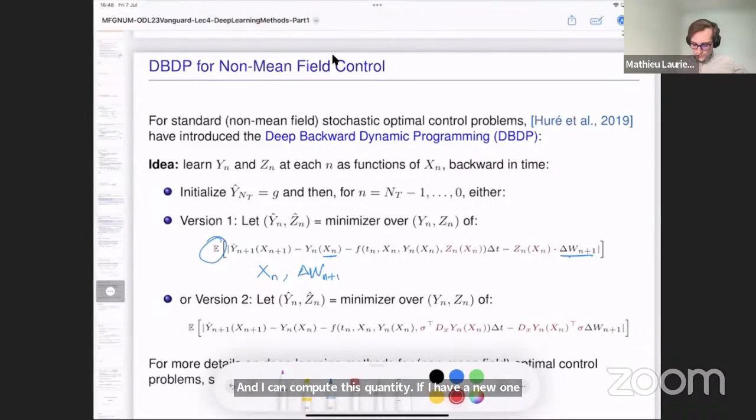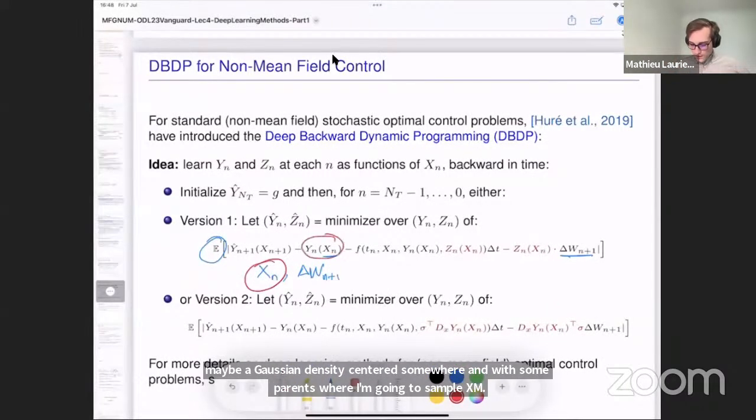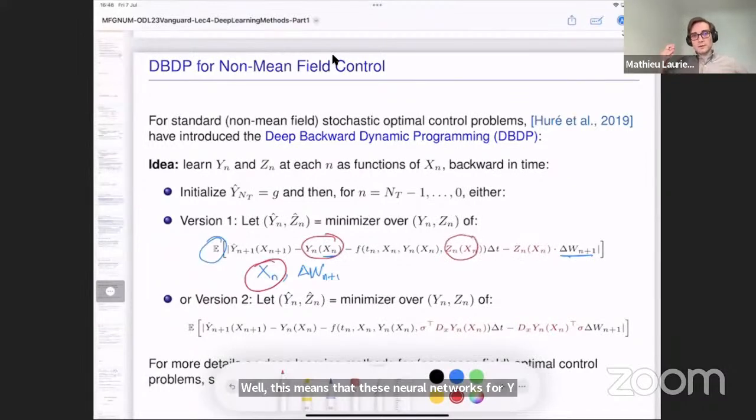Here, one question is, where do I sample xn? In principle, it's the whole space, but that's not really feasible. So I have to choose a region, or maybe a Gaussian density centered somewhere with some variance, where I'm going to sample xn. But this means that these neural networks for yn and zn will be trained in the region where I sample xn. The point is, I don't know where xn should be sampled, because this is going to depend on the trajectory starting from time 0.